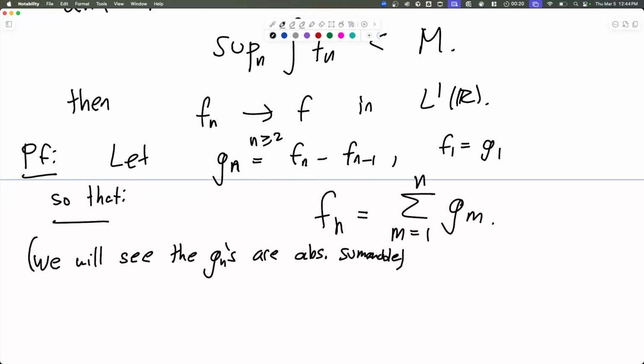Why are the Gn's absolutely summable? Actually, does anyone see why the Gn's are absolutely summable? What can you say about the Gn's? Is it because they're like a telescoping sum? They are a telescoping sum, but not only that, they're a telescoping sum given by these differences of the f's. And what do we know about the f's?